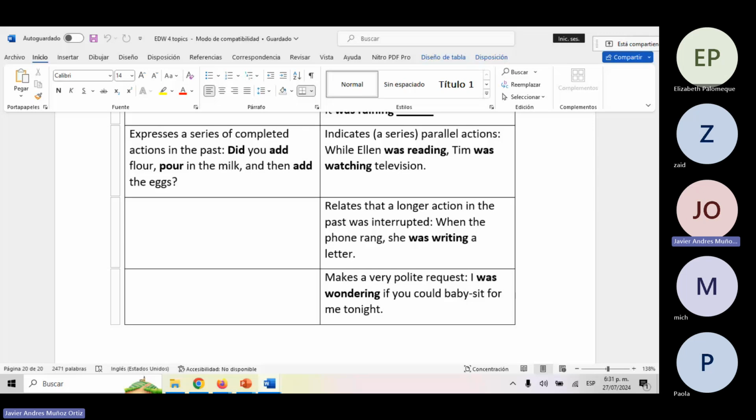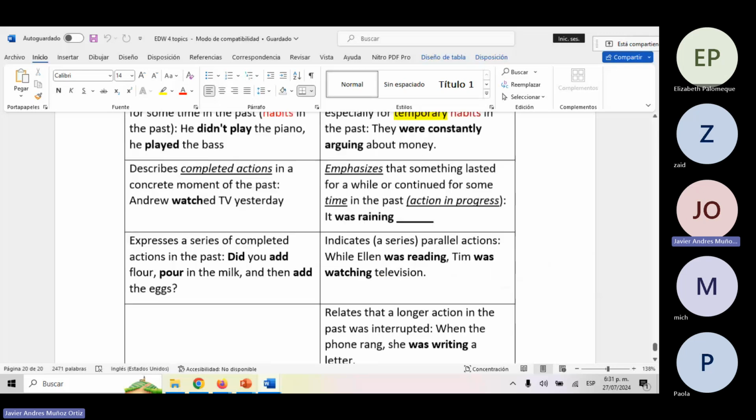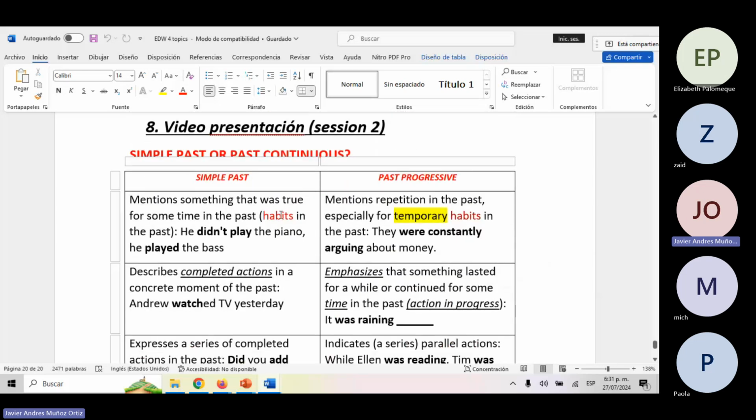Fourth situation. And the fifth situation is that past progressive tense is used to make polite requests. But to make a polite request, we need to use the word wonder. I was wondering. This is a kind of conditional. I was wondering if, me preguntaba si, you could do something for me, si usted podría hacer algo por mí, right? So this is a polite request. So this is why we study past simple and past continuous tense.